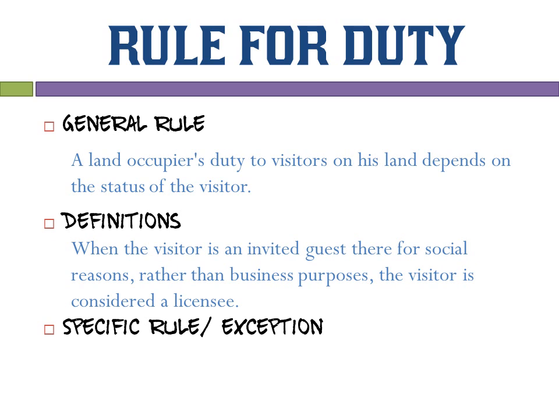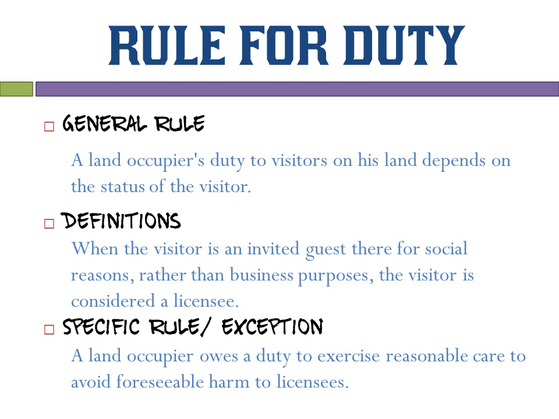Okay. Next we have a definition, which is what a licensee is. A licensee is somebody who's there for social reasons rather than business purposes. There were some students who talked about invitees. No, nephew is not an invitee. Nephew is a licensee because nephew was not there on business. 8-year-olds have some important business, but this nephew wasn't. He was there just as a social guest or being watched.